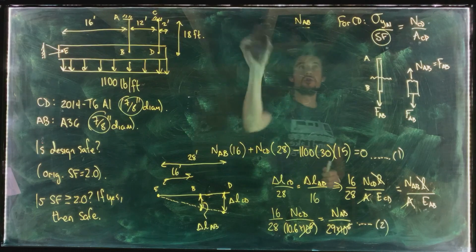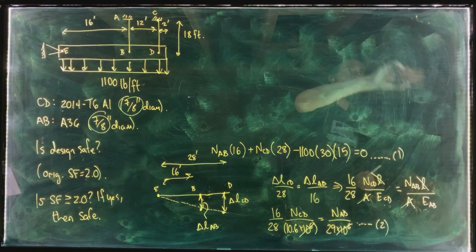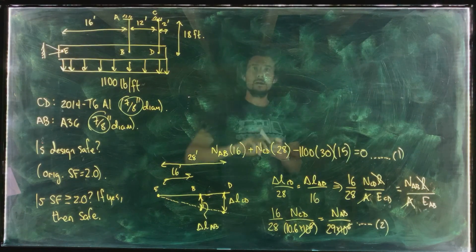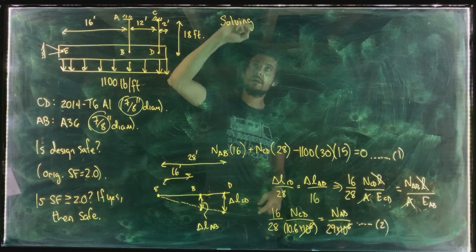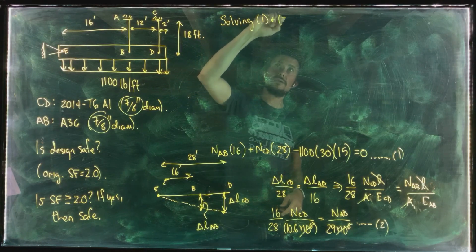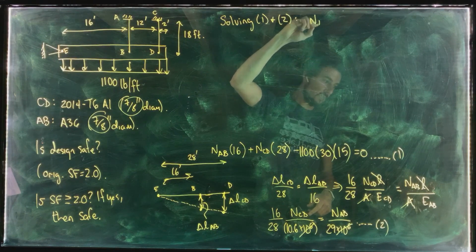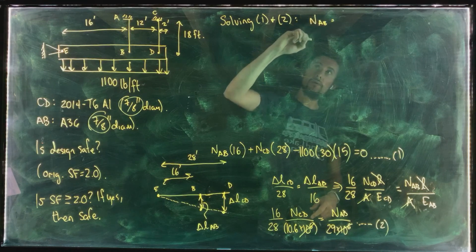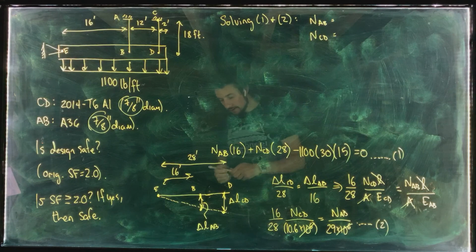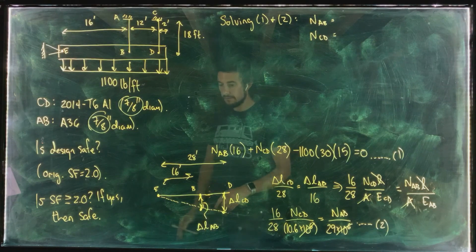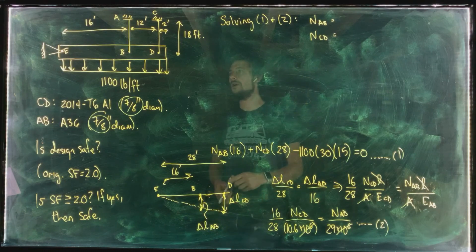So leave the two equations up on the board here. And what we can say is that solving 1 and 2 gives us the following. N_AB equals N_CD equals.